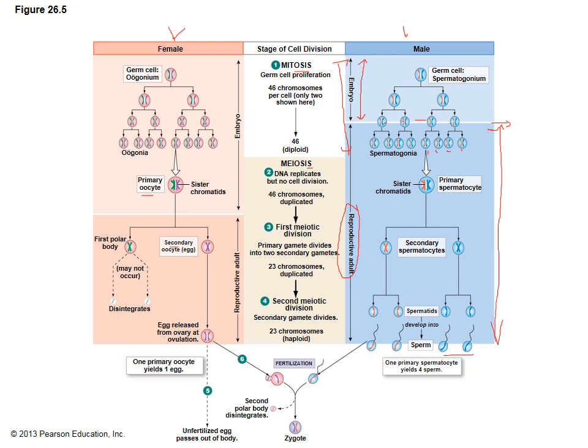Now this is very different in females. If we look at the female side, if we take this part again as the embryonic development and this point as birth, then it means that mitosis of the germ cells has completed during the embryonic development. And in actual fact, these germ cells have already entered the first phase of meiosis, in other words, the phase where the DNA replicates.